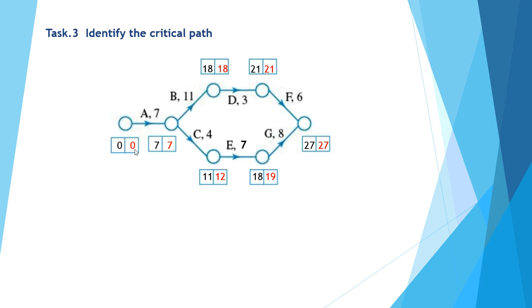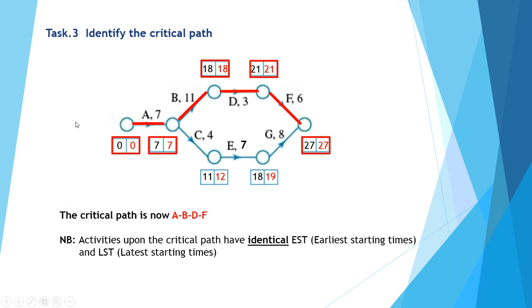Finally, let's identify the critical path. Clearly we can see that activity A starts at 0 and 0. It's the earliest and the latest starting time. Activity B starts at 7 or 7. Activity D, 18 or 18. Activity F is 21, 21. They both finish on 27, 27. So A, B, D and F is now the new critical path. It's changed because of our crashing of activity E.